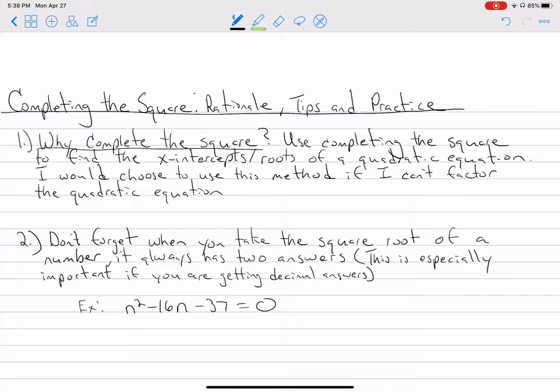So let's just talk a little bit about some completing the square rationale tips, and then we'll throw a little practice in here. Ooh, I don't have a calculator with me. Hopefully I can do this math. All right, here we go.